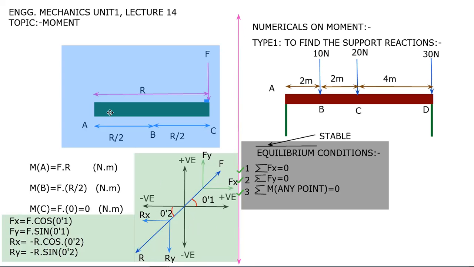Now I have explained live how we have split these forces F and R into the X and Y components. What is the meaning of this equilibrium condition? Equilibrium condition means summation of Fx will be 0. This one is acting in the x direction and this one is acting in the x direction, so the summation of these two will be 0 if this body is in equilibrium.